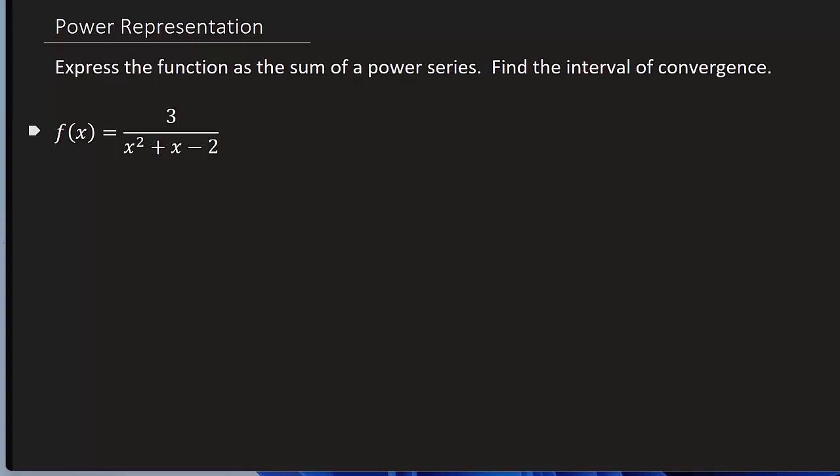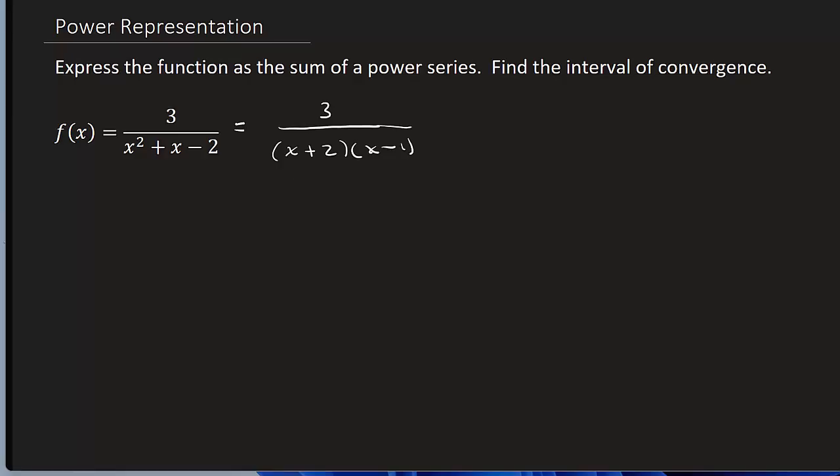So first thing we want to do is factor the denominator. When we go to factor the denominator, that's going to give us x plus 2 times x minus 1. And as you probably guessed, we're going to split this function apart using partial fractions.